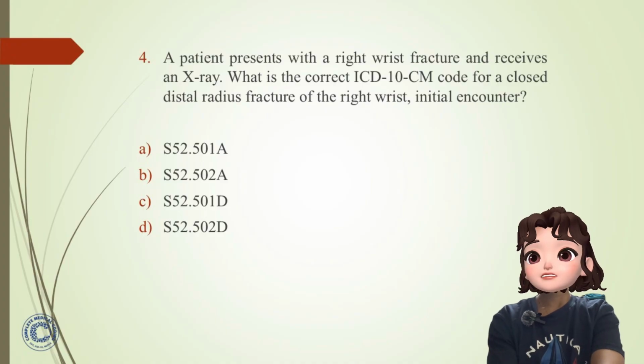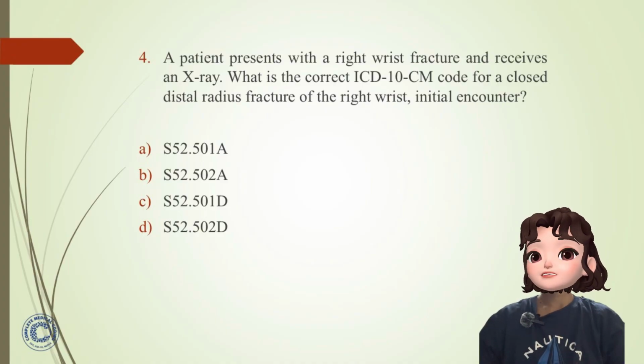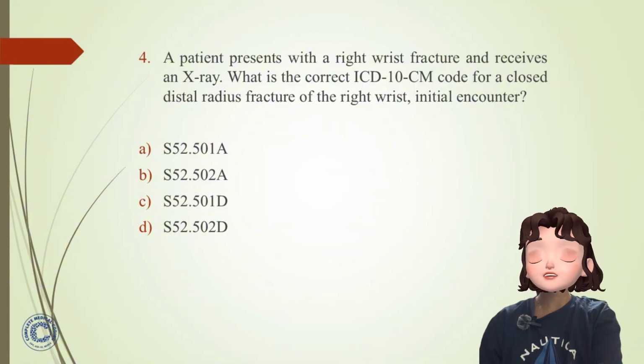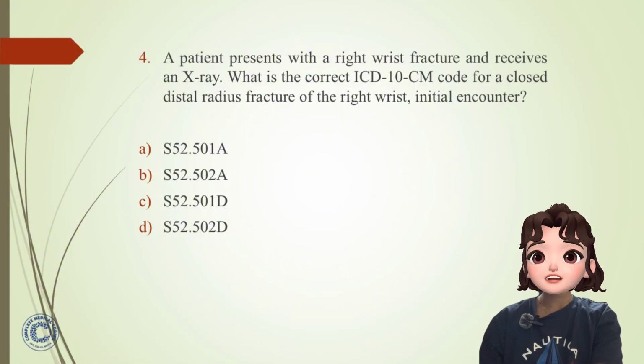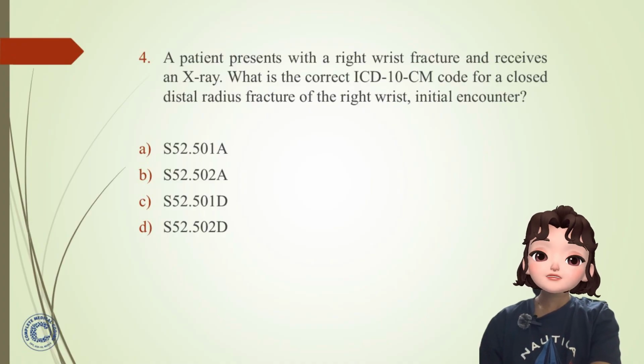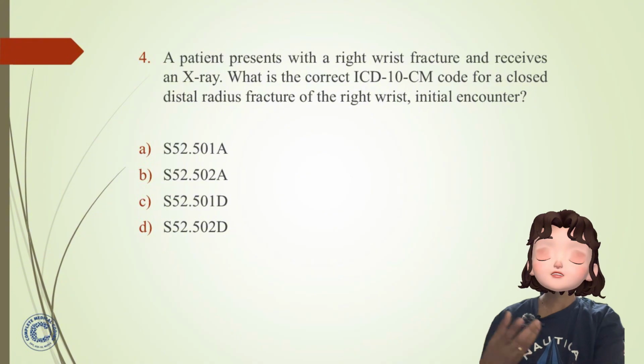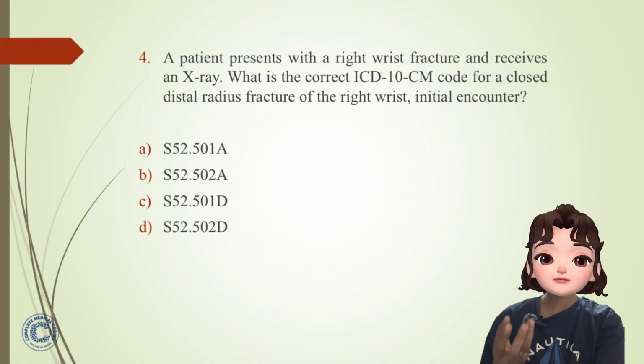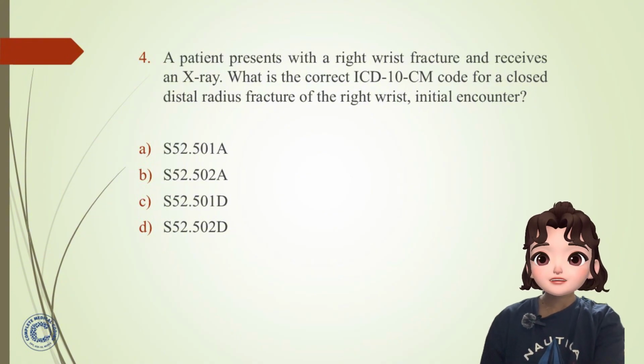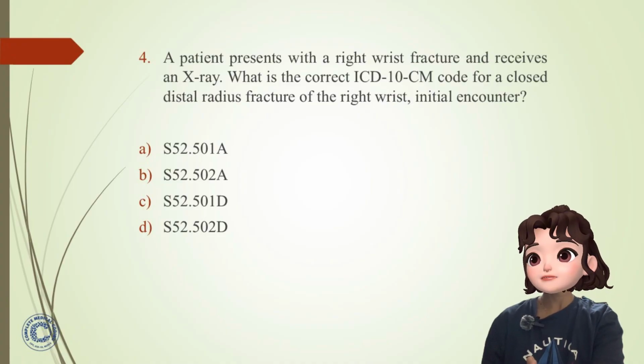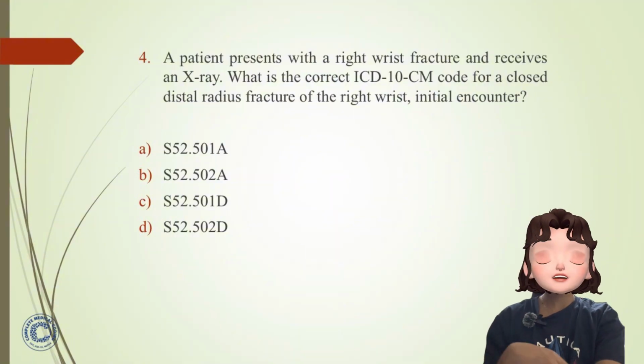Let's discuss. The first option is S52.501A. S52.501A is unspecified fracture of lower end of right radius, initial encounter for closed fracture. Yes, everything we need is mentioned in the description. Closed fracture, right radius, then what else? Closed distal radius, yeah, lower end, everything is mentioned. Okay.